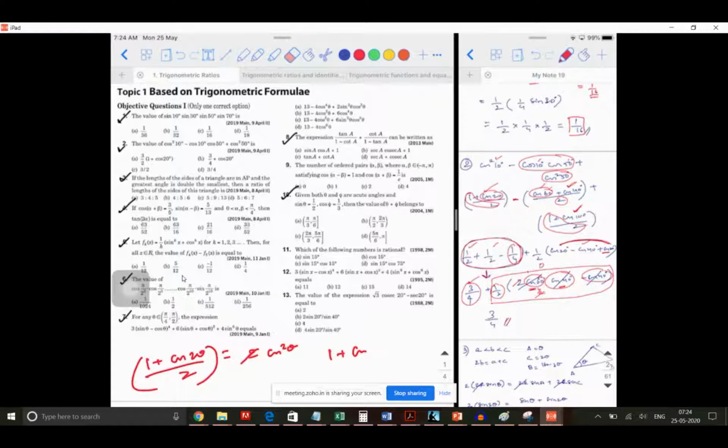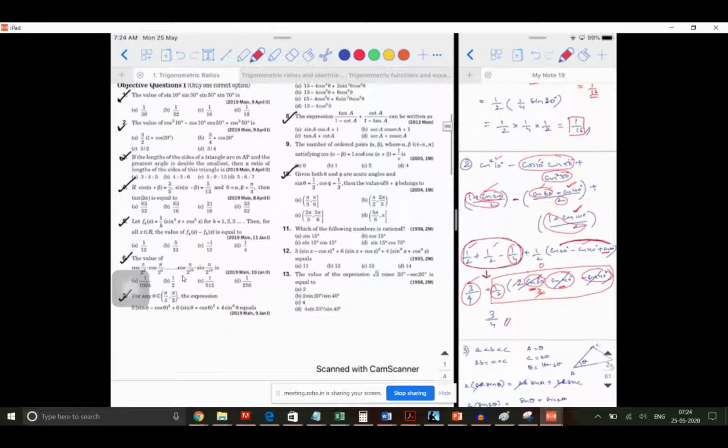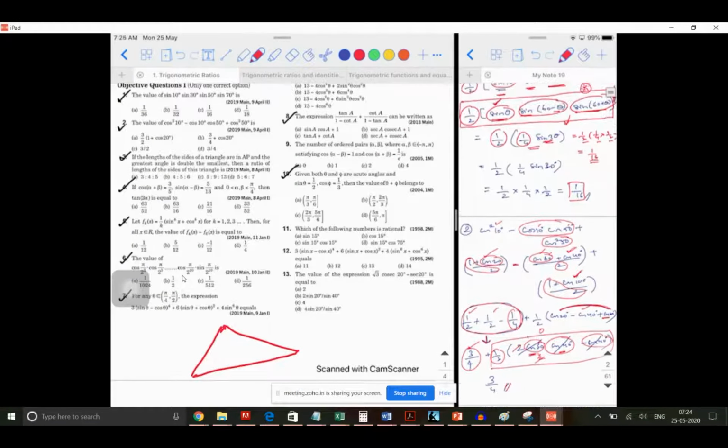So, what he has told us, there is a triangle, right? And the lengths of the sides of the triangle are in AP. So if I take the sides as A, B, C, then 2B is equal to A plus C. Okay. Secondly, the greatest angle, where will it be? It will be opposite to the side which is of greatest length. So if I assume A is less than B is less than C, then the one which is opposite to C is going to be the greatest angle. So C.